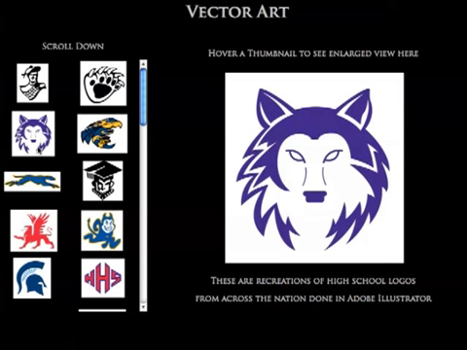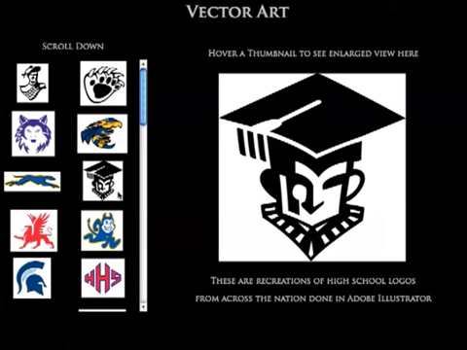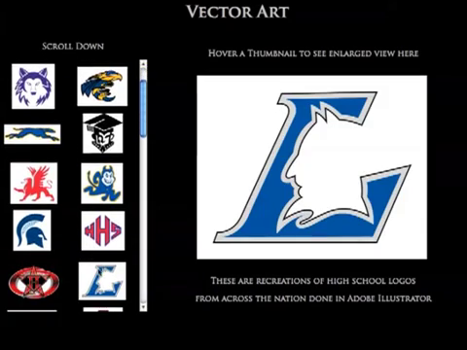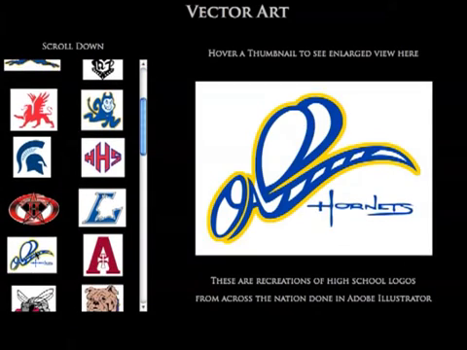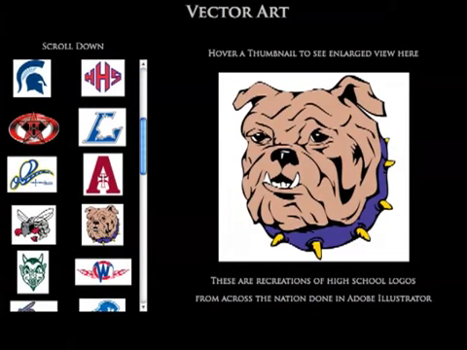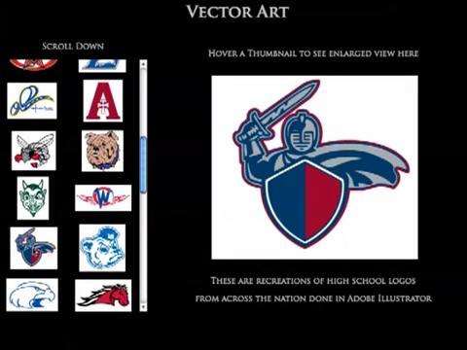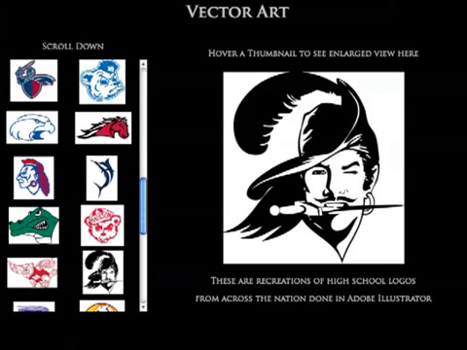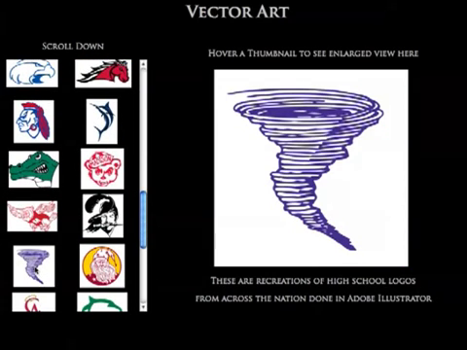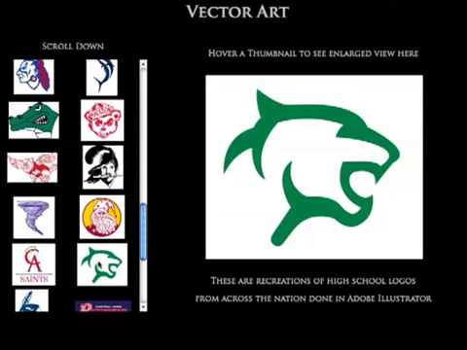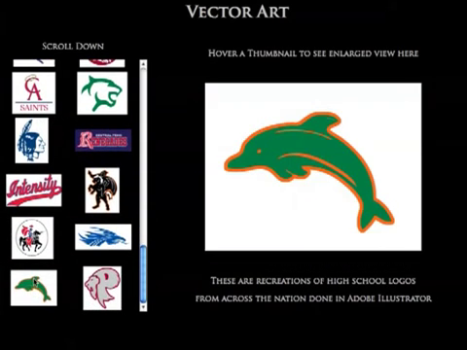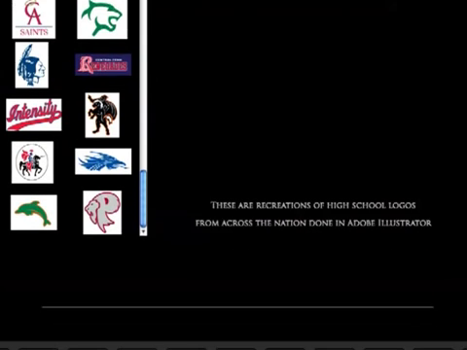These are some examples of a couple of things that I've done from a previous job in Illustrator. These are recreations of high school mascot logos. That was what I did at that place. The high school would give us a small image or the picture of a football helmet or something, and my job was to recreate it in vector format so that it was high enough resolution for print.